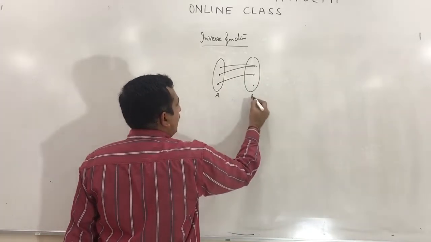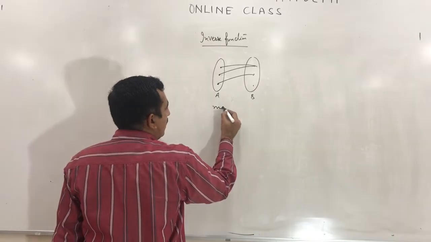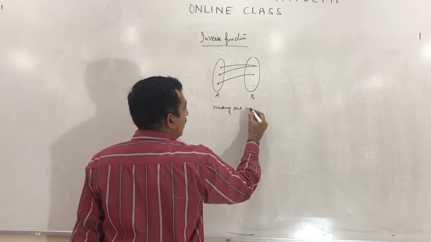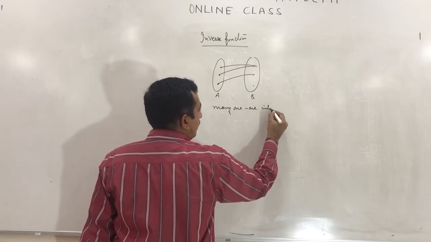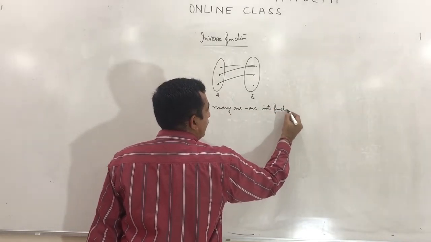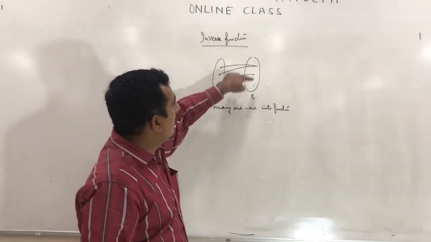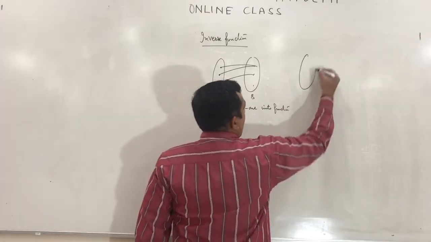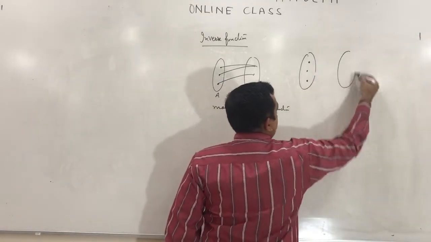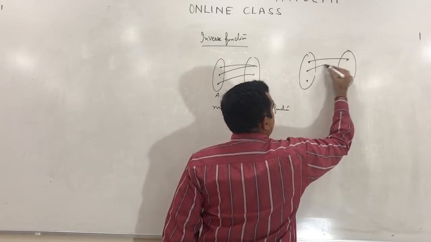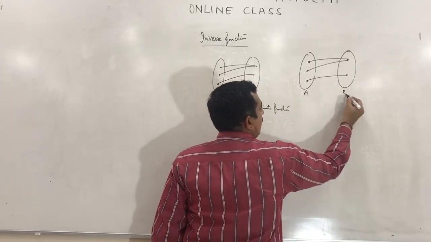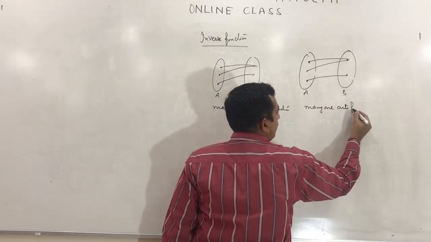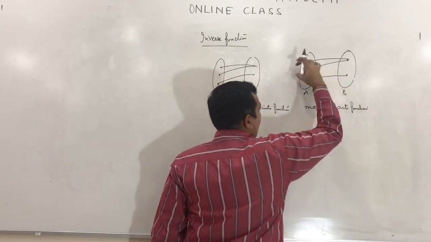If this is a mapping, this is called many one function. Many one into function. Many one, and because one element is left here, it is called into function. If we are mapping this, this is called many one onto function. Many one onto.